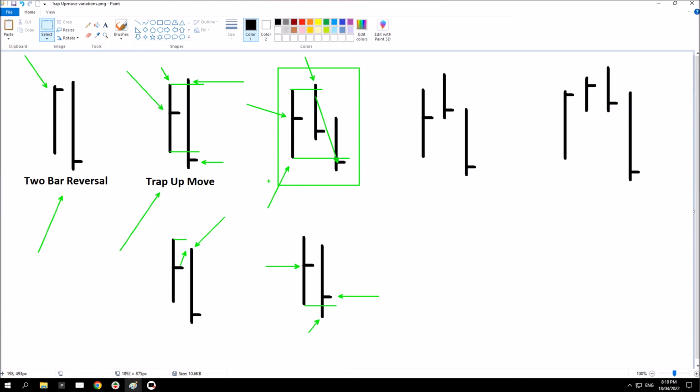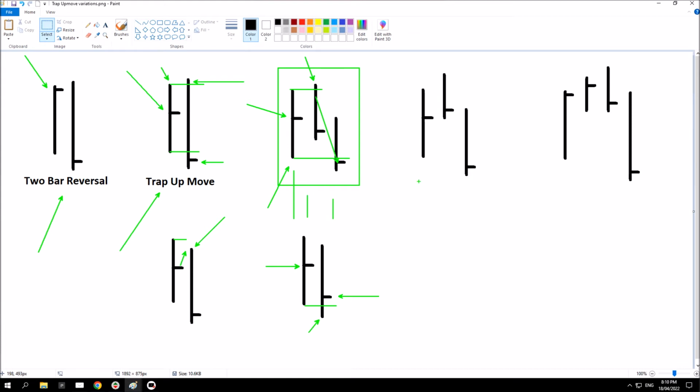It's just as valid, and you need to be aware that volumes may be a little different. You'll get very high volume on the up bar like expected, and you may get two smaller amounts of volume on the subsequent two bars.